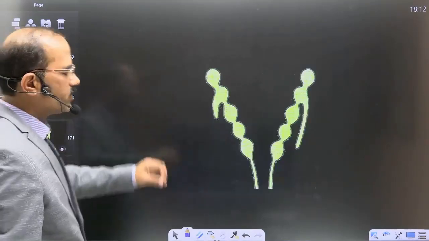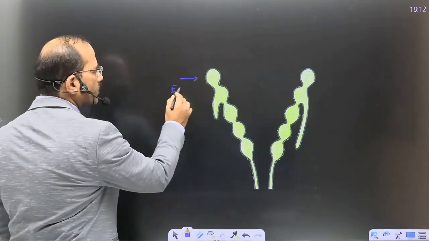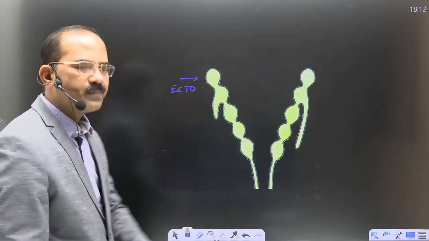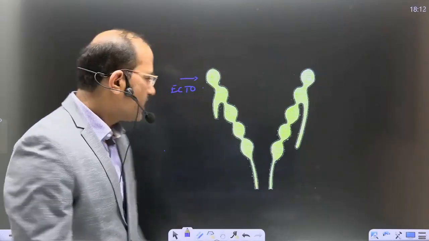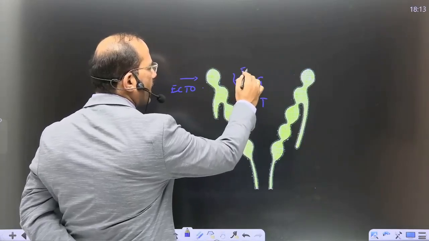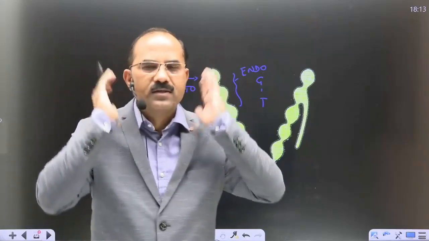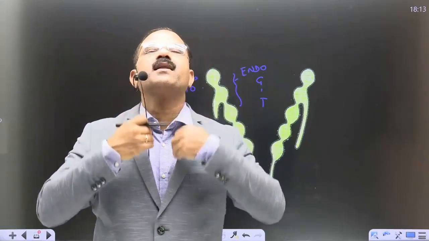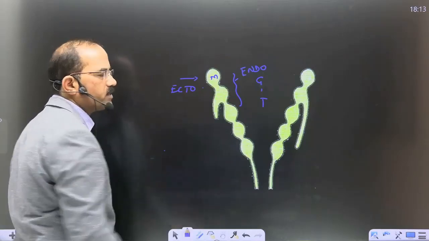Now, each pharyngeal arch, let me just show you one slide. See, this is a section of the neck. This is a coronal section taken like this. So each pharyngeal arch from outside is going to be what? Ectoderm. And from inside, that's the GIT, the gastrointestinal tract. So this from inside is going to be the endoderm. Clear? So from outside, the pharyngeal arches are lined by ectoderm. From inside, they're lined by endoderm. And in between, what is this going to be? The mesoderm.